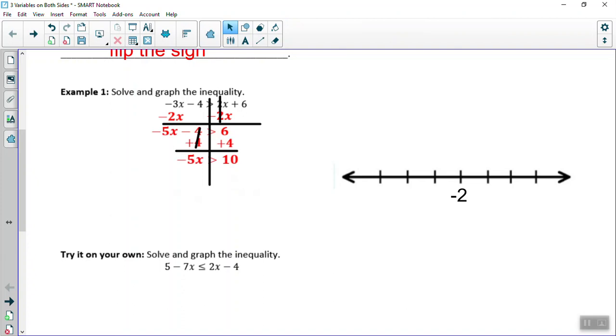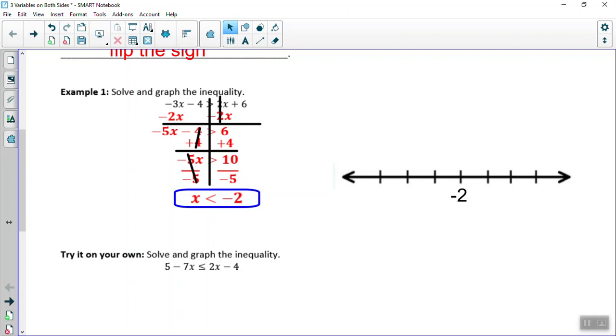Now my last step is to divide by a negative 5. As soon as I say that I'm dividing by a negative number, that immediately tells me I need to take this inequality sign and flip it around. So instead of it being greater than, it now becomes less than. So x is less than negative 2.